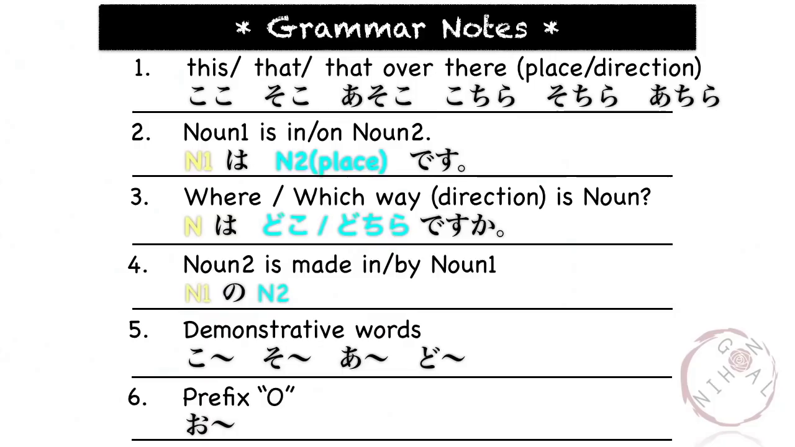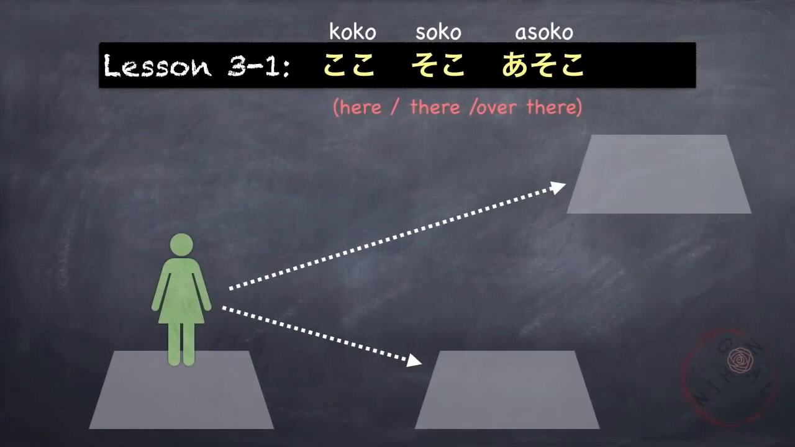In this lesson, we will learn the following grammar points. The first grammar points are words that describe places or position of objects. For example, koko, here, soko, or there. Asoko, over there. Koko describes the place where the speaker is.